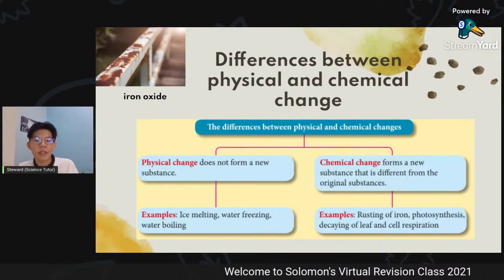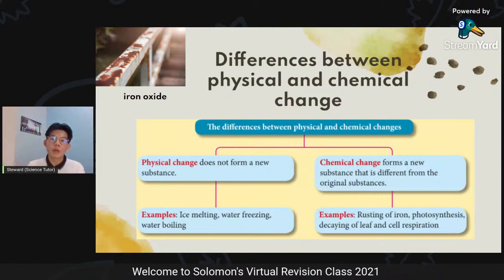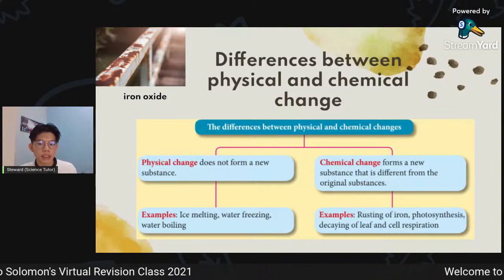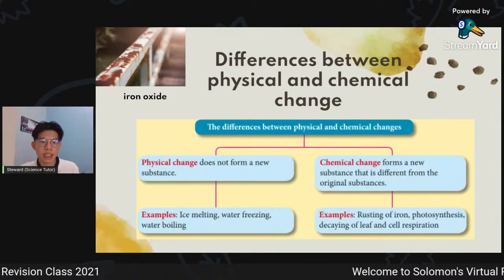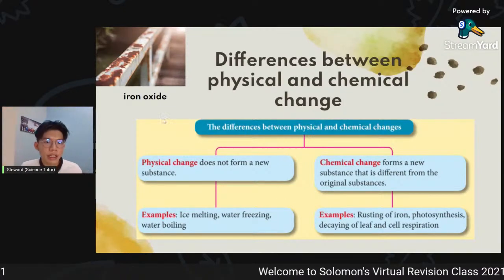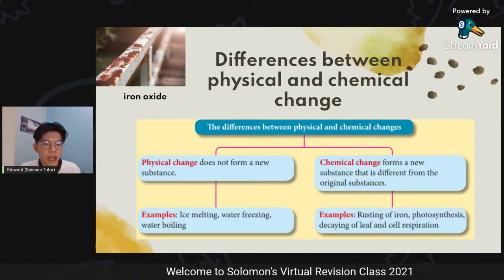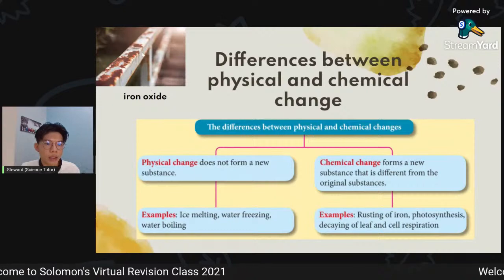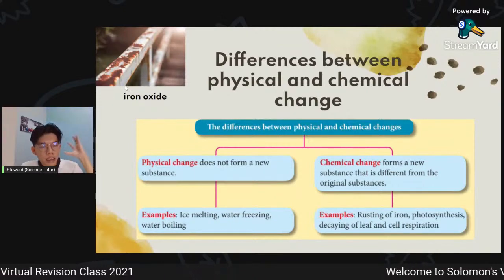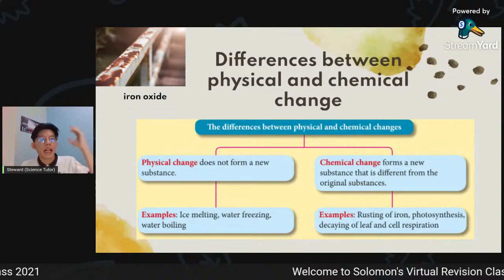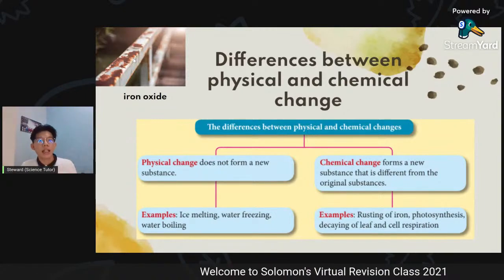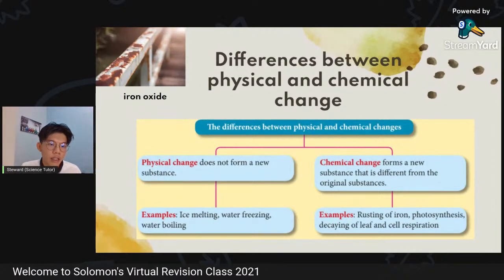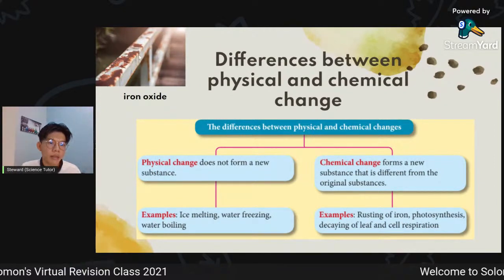But for chemical change, we will be forming new substances from the original substances. That means, for example, we got the rusting of iron. For example, we have iron here. This is white iron, we put paint on this iron, white paint. But after a long time, there is rain, acid rain, it is exposed to oxygen, and it will cause rusting. So do you see this? This rust is brown in color.